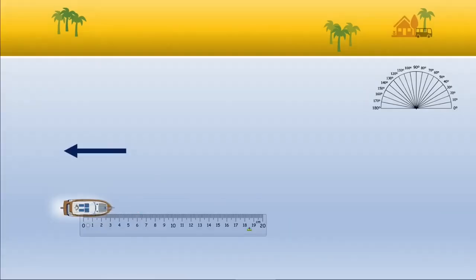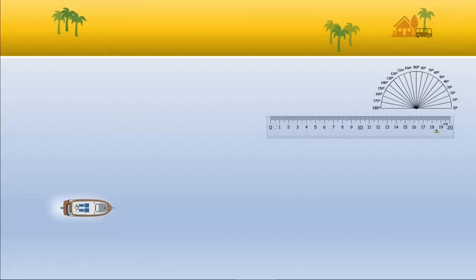We have 0 as our measure. The boat is not moving, because the forward motion of the boat is being cancelled by the tide. Last one.